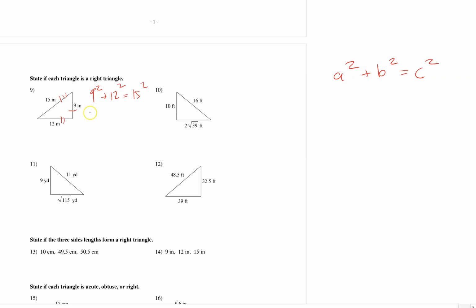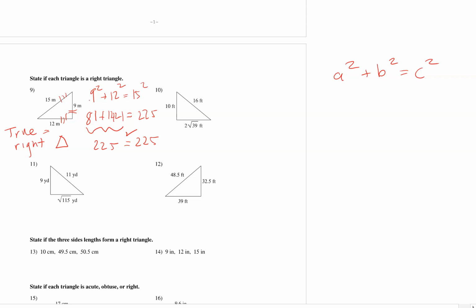So let's see if it's true on both sides. So 9 squared, that's going to be 81, plus the 144 is equal to 15 squared, which is 225. So we broke down all the numbers. We need to make sure we add these two together. So 144 plus the 81 gets me 225. And this side was already 225. Because this is true, therefore, it is a right triangle. As simple as that. So if this is true, that is a right triangle. And you can say right triangle, or fill it in, right? Fill that in.